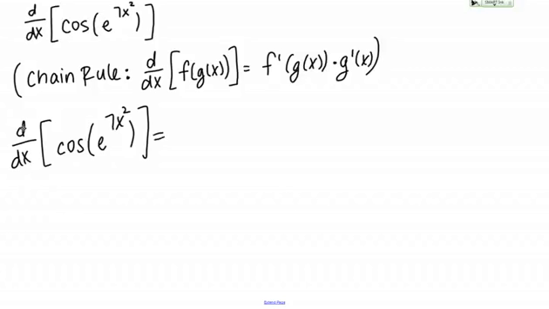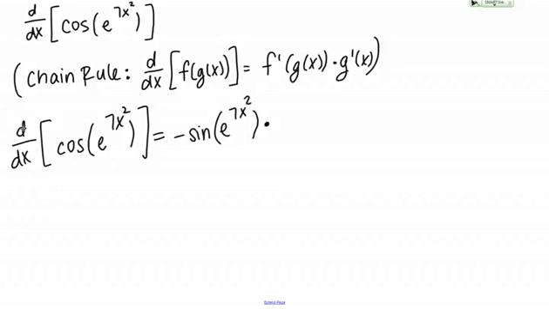The chain rule says that I want to start by taking the derivative of the outer function. And the derivative of cosine is negative sine. So I have negative sine, and I keep the inner function, so it's still evaluated at e to the 7x squared. But the chain rule part says that now I need to multiply by the derivative of the inner function. So I need to multiply by the derivative of e to the 7x squared.